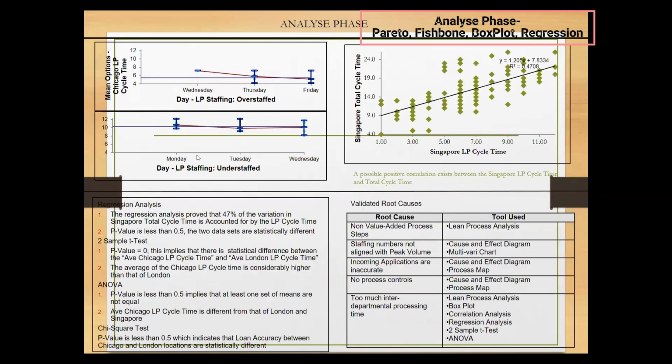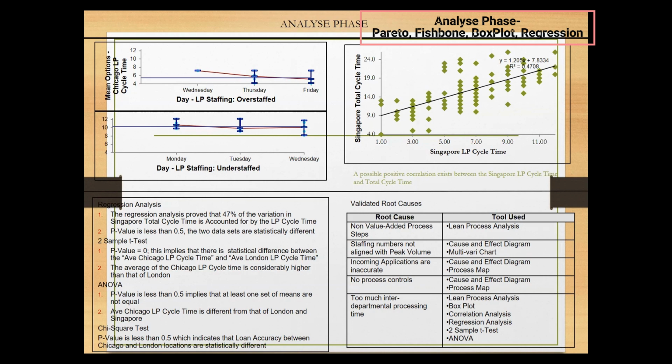Okay, and furthermore, it has been given which days have peaks, and what the cycle time distributions are. And the regression equation has also been done. The R value you can see here is 0.47. The regression analysis proved that 47% of the variation in the Singapore total cycle time is accounted for by the LP cycle time. And the p value is less than 0.05. That means the two data sets are statistically different.